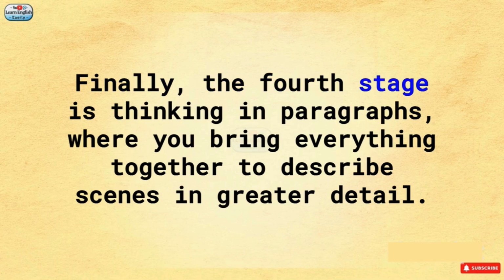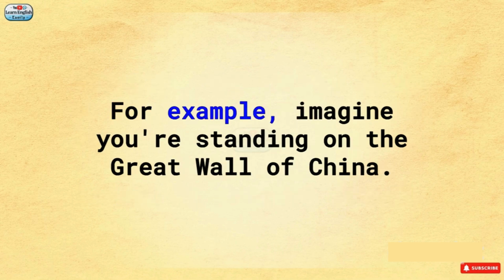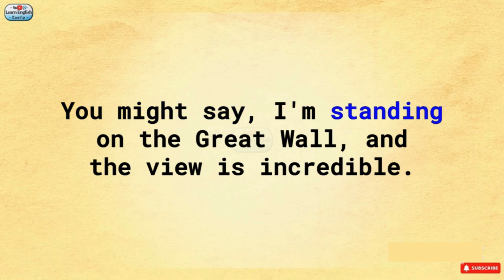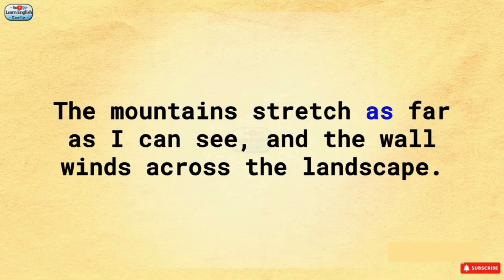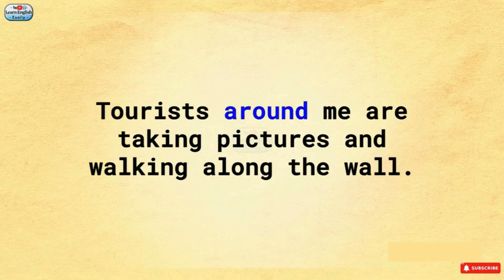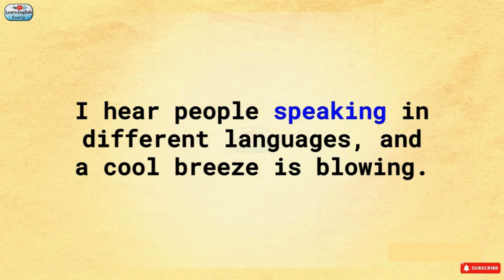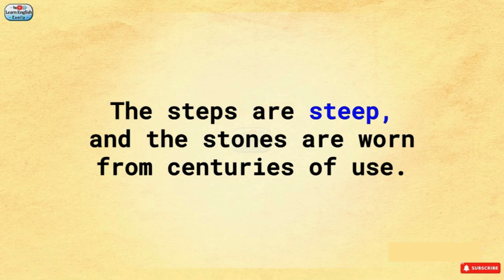Finally, the fourth stage is thinking in paragraphs, where you bring everything together to describe scenes in greater detail. For example, imagine you're standing on the Great Wall of China. You might say, "I'm standing on the Great Wall, and the view is incredible. The mountains stretch as far as I can see, and the wall winds across the landscape. Tourists around me are taking pictures and walking along the wall. I hear people speaking in different languages, and a cool breeze is blowing. The steps are steep, and the stones are worn from centuries of use."